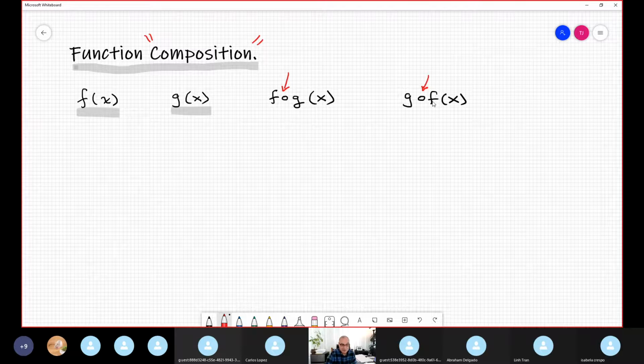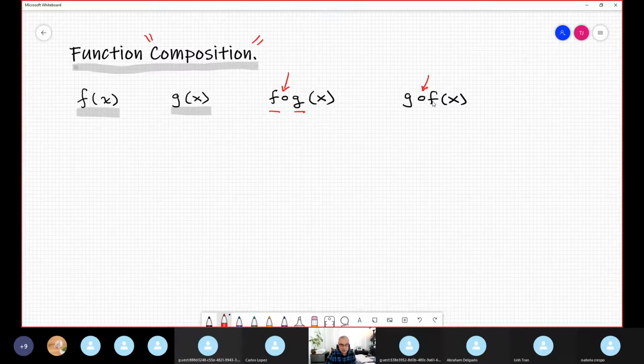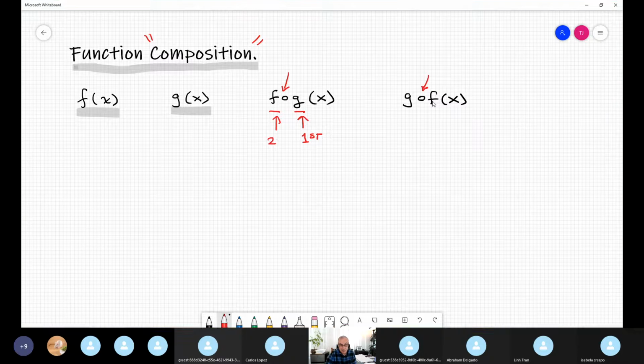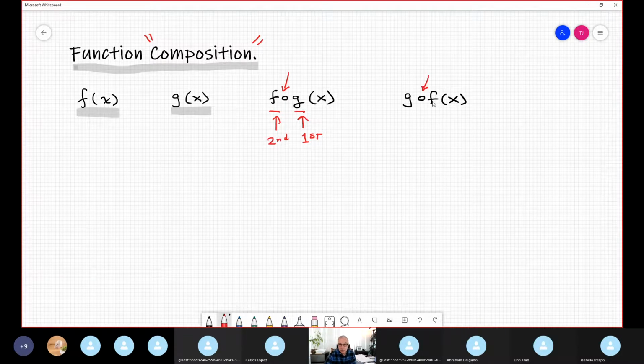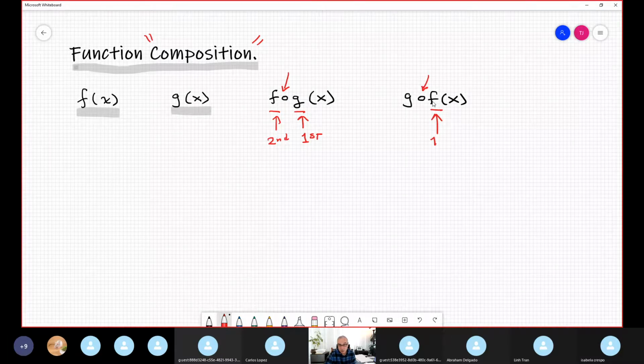Well, the interpretation is, you have two functions, but the order is extremely important. We have two functions, g and f, but the first function is g. In this case, this is the first one, and this is the second. And this order is completely different. This is the first function because it's the function closest to the argument of the domain. This is the second.